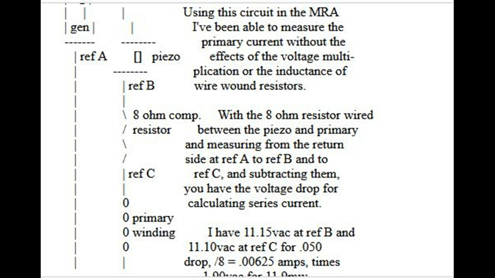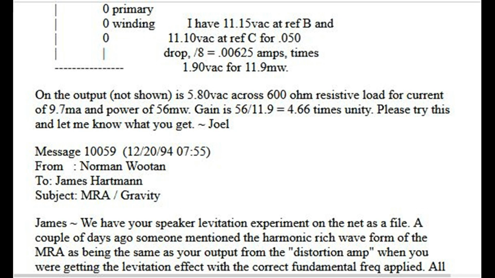I have 11.15 volts alternating current at ref B and 11.10 volts alternating current at ref C for 0.050 drop, /8 equals 0.00625 amps, times 1.90 volts alternating current for 11.9 milliwatts. On the output, not shown, is 5.80 volts alternating current across 600 ohm resistive load for current of 9.7 milliamps and power of 56 milliwatts. Gain is 56/11.9 equal 4.66 times unity.